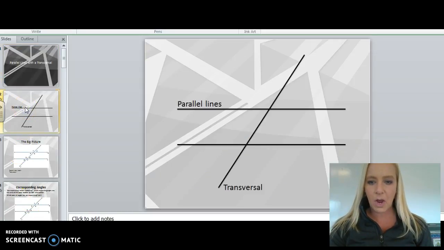Okay, let's first talk about what a transversal is. So a transversal is a line that cuts two parallel lines. Two parallel lines are lines that never intersect or never meet, and a transversal cuts those lines. So you often see this kind of format. Streets might be laid out very similarly to this. So the transversal cuts the two parallel lines.